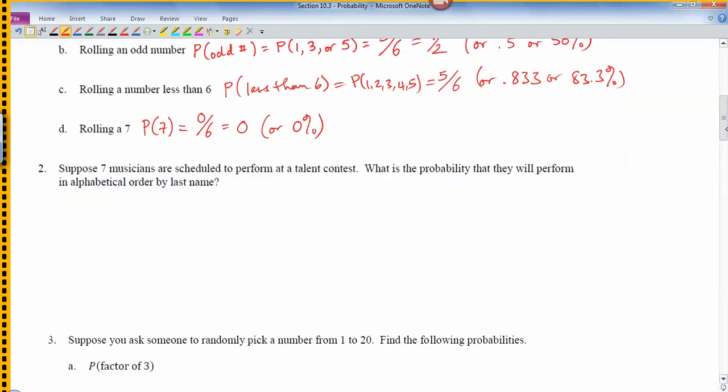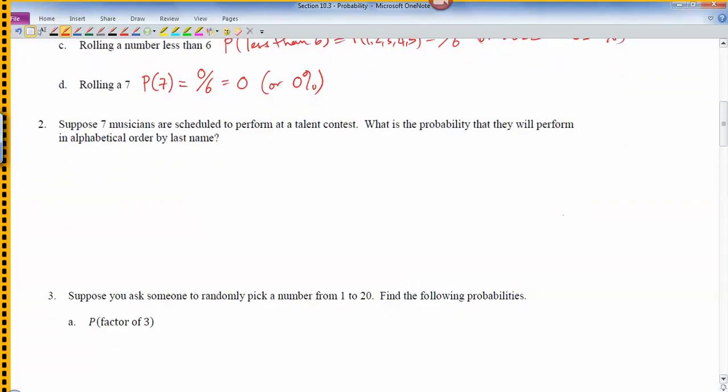Okay, so let's look at 2. Suppose you've got 7 musicians and they're going to perform at some talent show. What's the probability that they're going to perform in alphabetical order? Well, there's only one way to alphabetize them. So the probability of alphabetical order: there's only one way of doing that. You can't have more than one alphabetical order. So there's only one way of performing in alphabetical order.